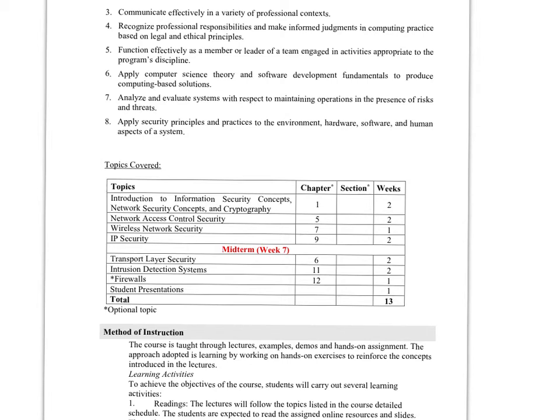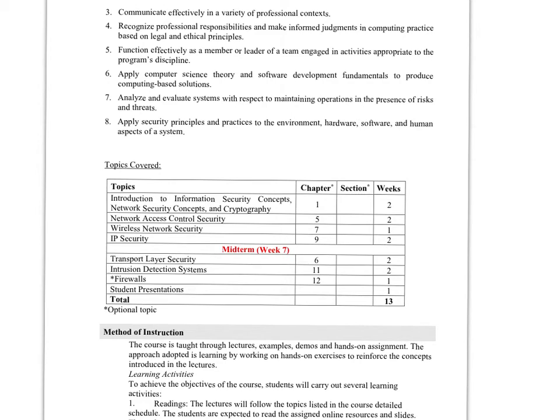Yes. So actually, you see here, this is the chapter number. After talking about the introduction, we will jump to chapter 5, then chapter 7, then chapter 9, and then we'll go back to chapter 6. So we'll not necessarily follow the order of the book in terms of the chapter number.